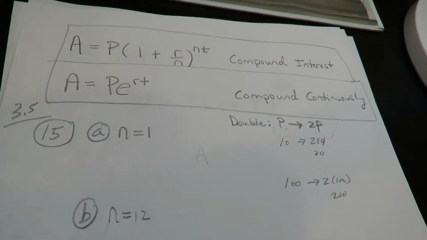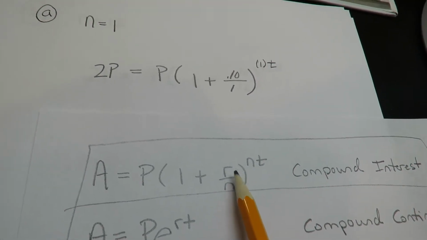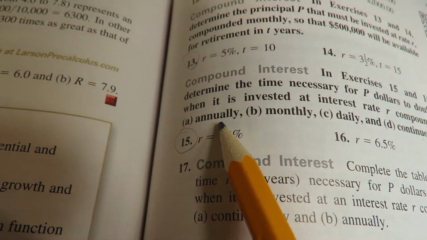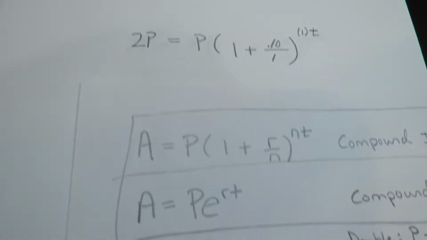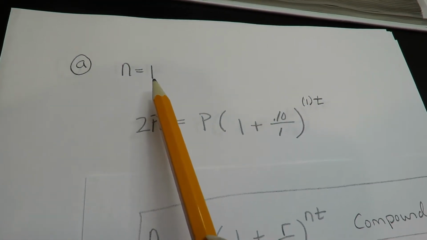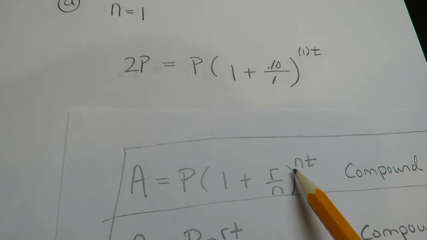Now, I don't know if I'll do all of these, but I will certainly start it for you. So I took the first formula that I mentioned here. So for case number 1, it's annually, right? Annually means you're going to do it once a year. You're going to give the money interest once a year. So that means that if you're going to do it once a year, N is 1. And so you can see in the formula, everywhere there's an N, I put a 1.